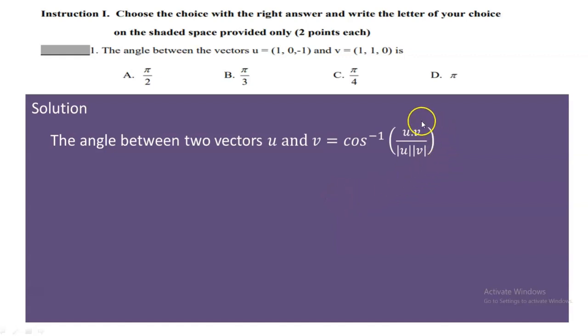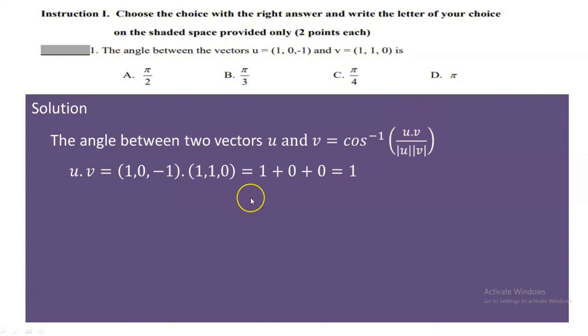So we need to first find the dot product of the two, and next we need to determine the norms of these two vectors. The dot product can be obtained in this manner, as you studied. 1 times 1 makes 1, 0 times 1 makes 0, and negative 1 times 0 makes 0, so the sum comes to 1.